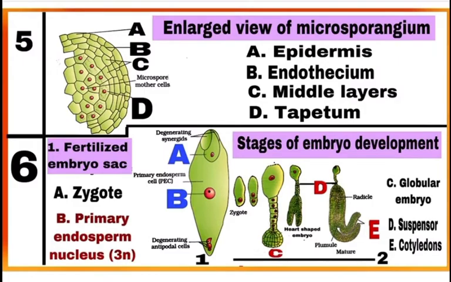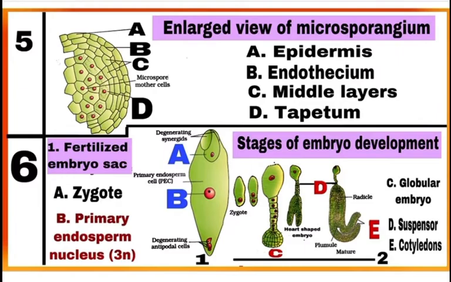Microsporangium is generally surrounded by 4 layers. A is epidermis, B endothecium, C middle layers and D tapetum. This tapetum nourishes the developing pollen grains. Also, cells of tapetum may have more than one nucleus. So please remember these 2 points about tapetum also.